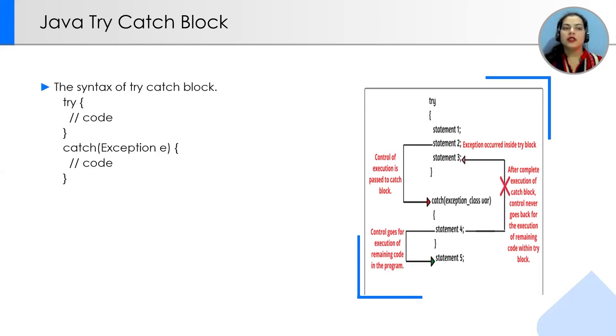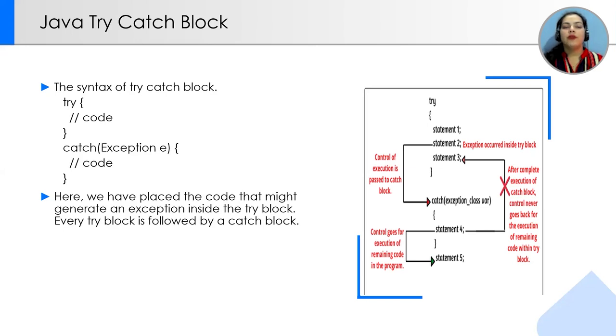Now, what is the syntax of the try catch block? Firstly, we have to write the try keyword. Inside that try block, we write the code or statement which might create an error or an exception. And then we write the catch keyword. As I already told you, when an exception occurs, it creates an object. So the exception object is E, and inside that catch block, we write the code which will execute the remaining flow of the program.